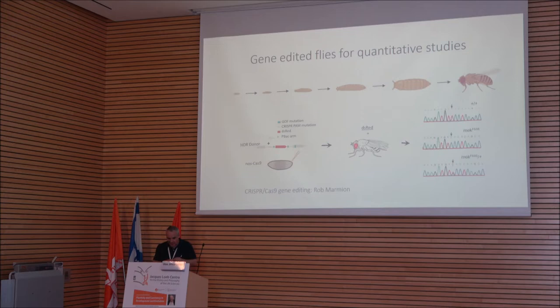So a postdoc in the lab, Rob Marmion, who actually happens to be my academic grandson, is a real artist with introducing very gentle modifications in the Drosophila genome. He designed a strategy that allows you to introduce essentially any one of missense mutations in the coding region of a fly gene, so that we know that the only changes in the genome are a PAM site and a nucleotide change that gives rise to the missense mutation. Okay, so we have these mutations.